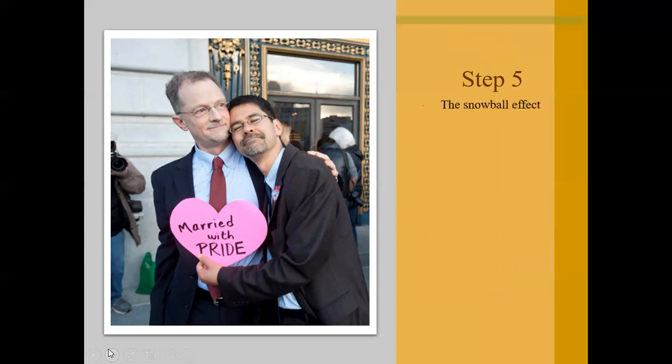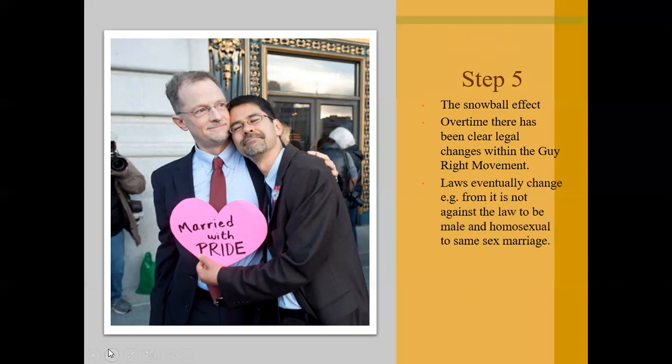And step 5 looks at the idea of the snowball effect. We know what the snowball effect is: it's a gradual and slow change. Slowly the majority's views start to change. And we can see evidence of that. We can clearly see that there has been both social, a societal view, and also legal changes within the gay rights movement, right? Action against discrimination and the fight for equality has occurred.